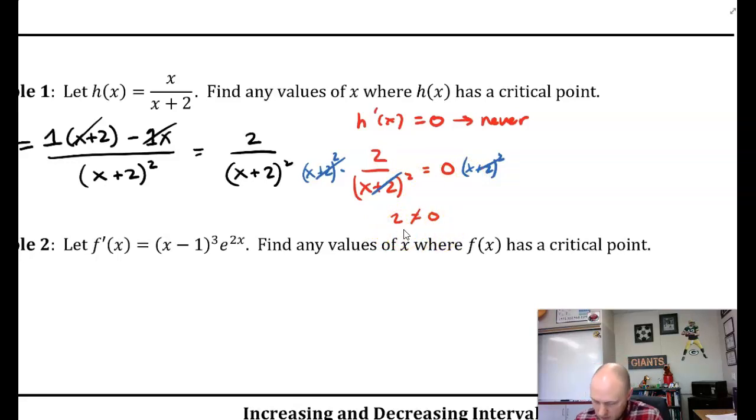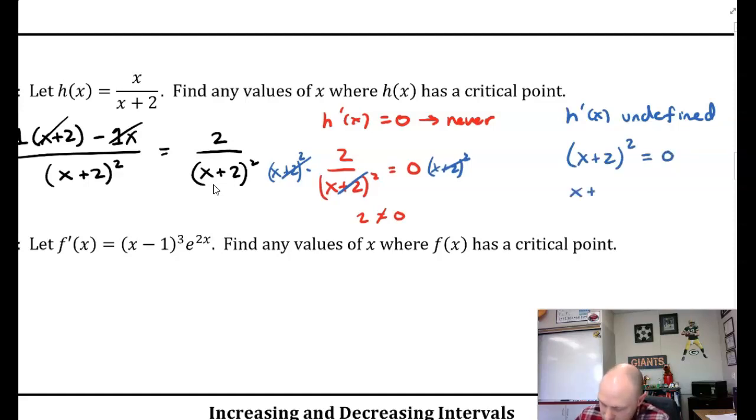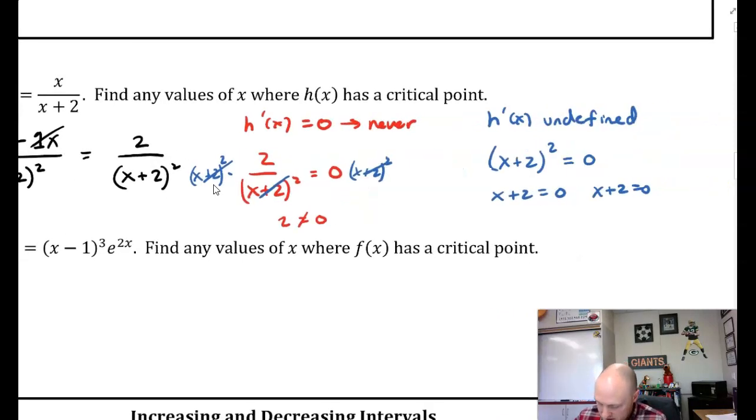Now, I'm going to look at undefined. Where is h prime of x undefined? Now remember, this is when our denominator is equal to 0. If our denominator is equal to 0, it's undefined. So I can set my denominator, x plus 2 squared, equal to 0. Now this just gives me two factors set equal to 0. So really, I only need to investigate this once, but we have two critical values at the same location, -2, and this is a critical point, okay?